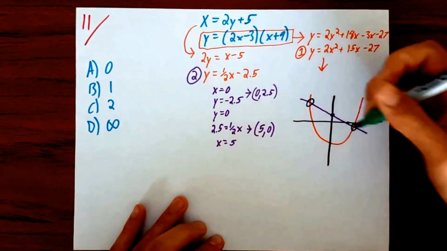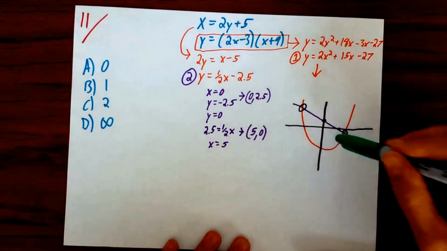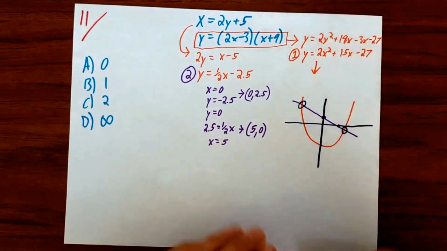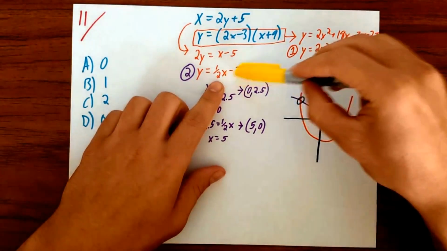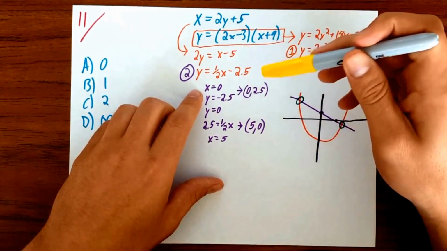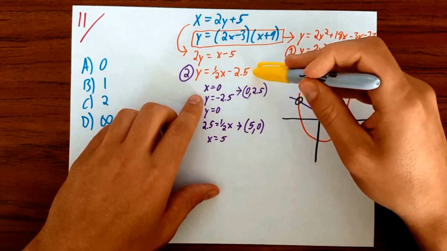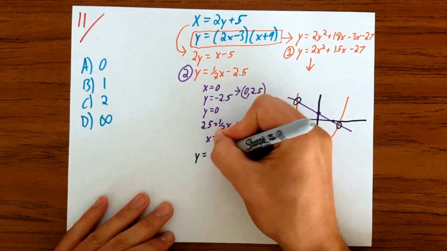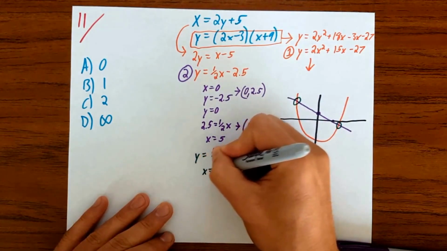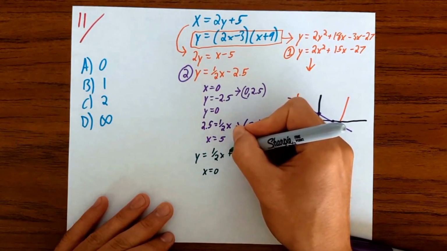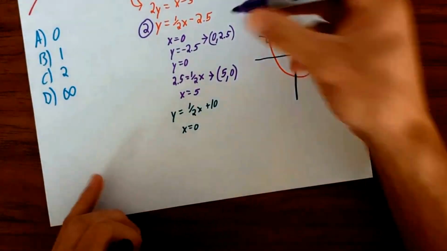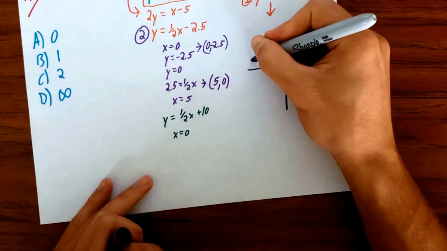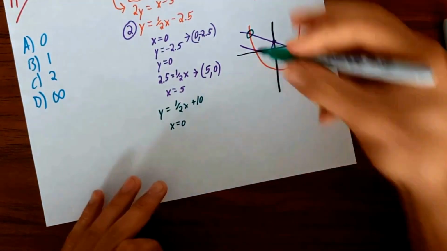So it intersects here and here, which is 2. But I drew this kind of generically. There's a couple other ways you could imagine this working. So if this line gets shifted down a little bit, if instead of y equals 1/2 x minus 2.5, it's y equals 1/2 x plus 10 or something. Sorry, this should be minus 2.5, and so this should be shifted down a little bit, kind of down there, like that. But you still get these two intersection points here.